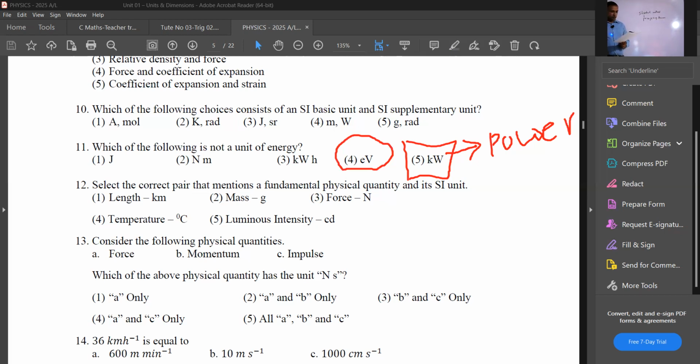Okay, the 12th one. Select the correct pair that mentions a fundamental physical quantity and its SI unit. So what is the answer? Question number 12. What is the answer for question number 12?